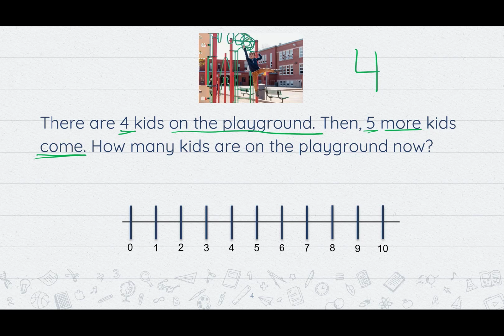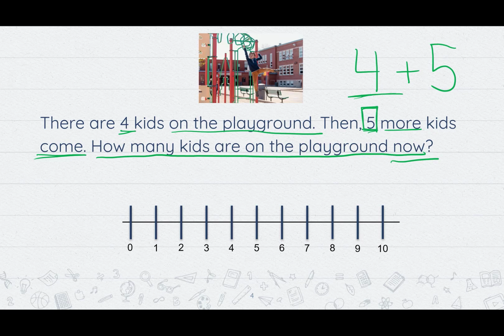They join them. So I know if it's joining, it's going to be addition. And it's going to be how many are adding? 5 are adding because it says 5 more join. So I know my problem is going to be 4 plus 5 because that's asking me how many kids are on the playground now after the 5 kids join. So we're going to try this sentence on the number line. So 4 plus 5. So I find my first number.